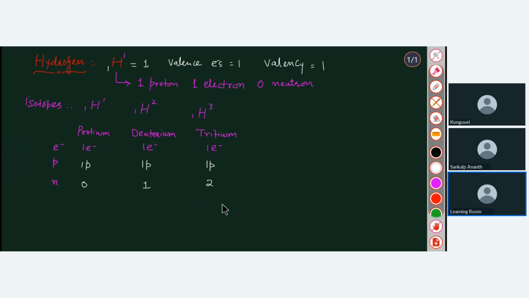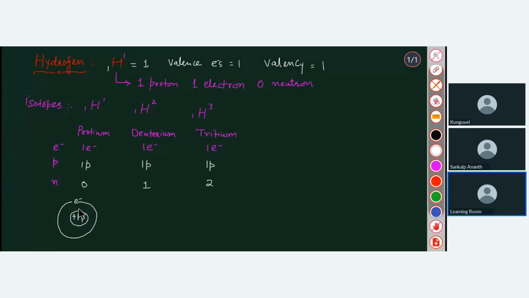So if you have to draw the structure of protium, how will you draw? That means there is only one proton and zero neutron. So you will just write one proton. That is a proton, it actually has a positive charge, so +1. There is one proton inside the nucleus, and then there is one electron outside, which revolves in the first shell, right? This will be the electron dot structure of the first isotope, that is protium.